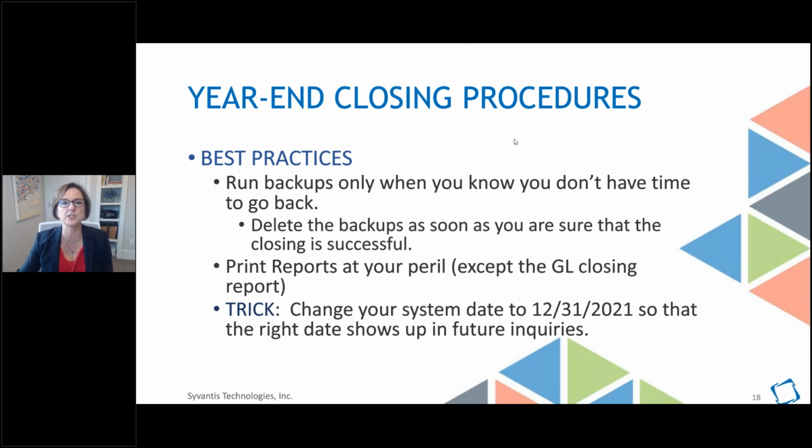One trick is to change your system date to 12/31/2021 when you perform each of the closing procedures, because it's just confusing for people otherwise. Let's say you close on January 8th and you don't change your system date. When you pull up the window afterwards, it says, when did you last close? It's going to say January 8th, and they're going to be like, wait, I closed as of 12/31. So if you change your system date to 12/31, it makes it a lot easier and a lot less confusing.